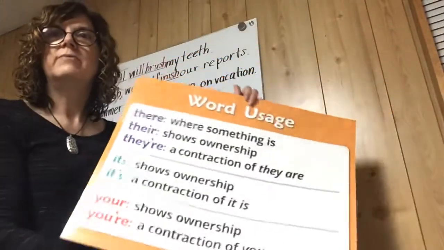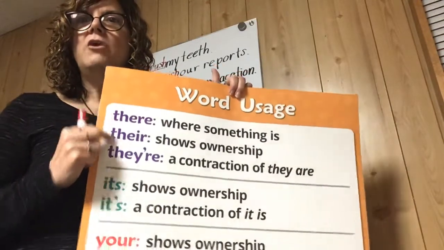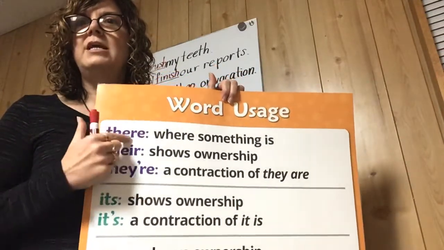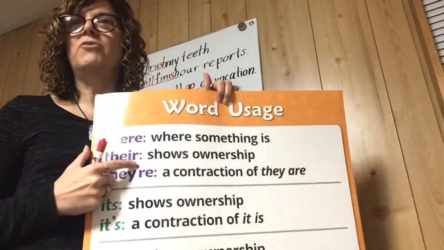All right, the next thing we're going to be learning is something I've sort of been talking to you about since we've been doing contractions, and that is the fact that there are 3 forms of there. These are homonyms. There, T-H-E-R-E, there, T-H-E-I-R, and I told you, remember, it doesn't follow the rule.